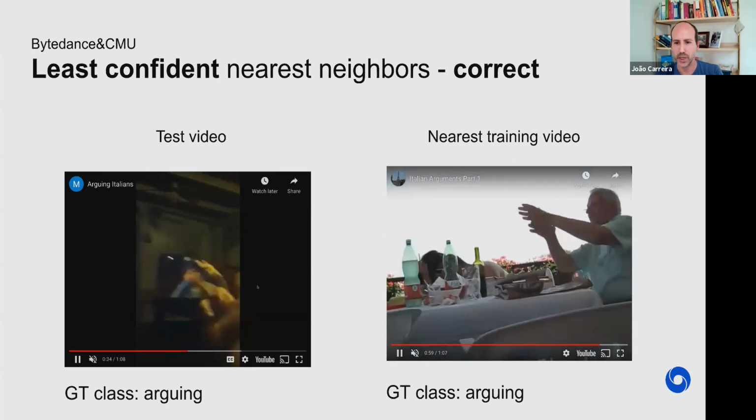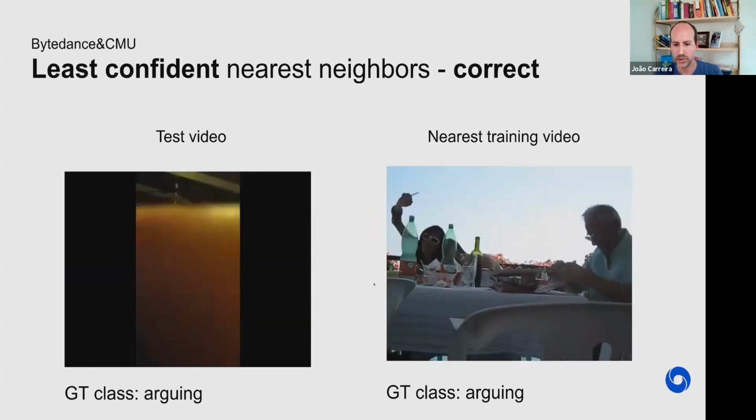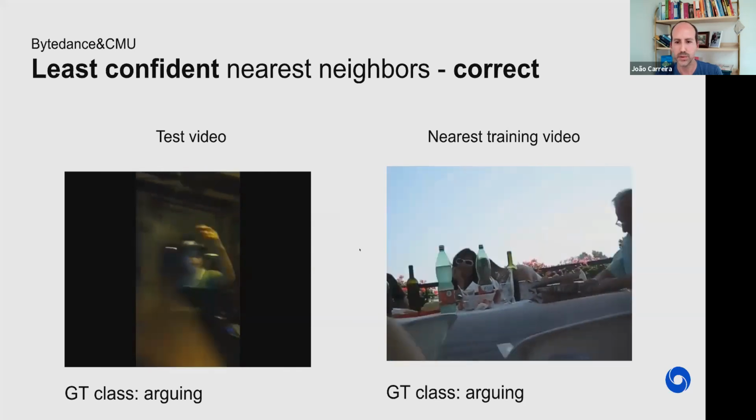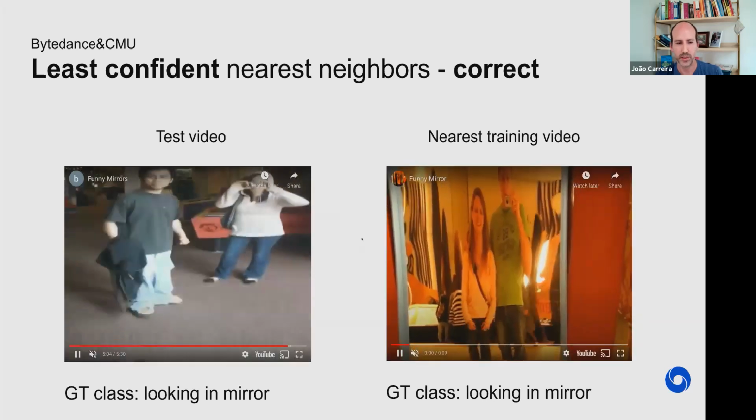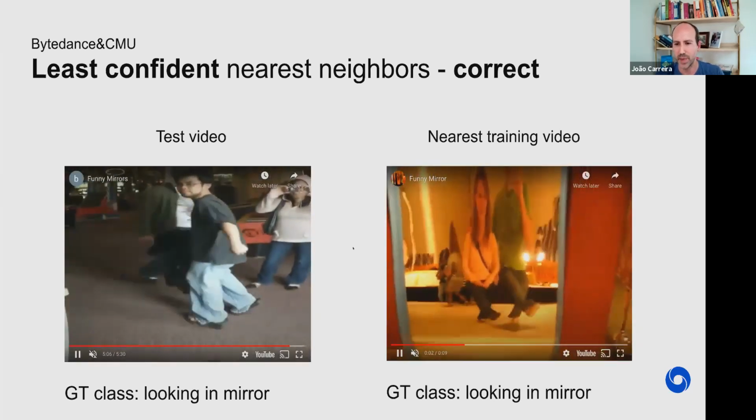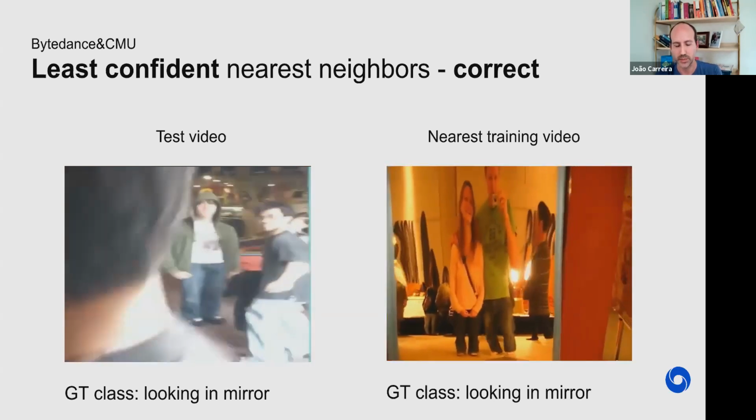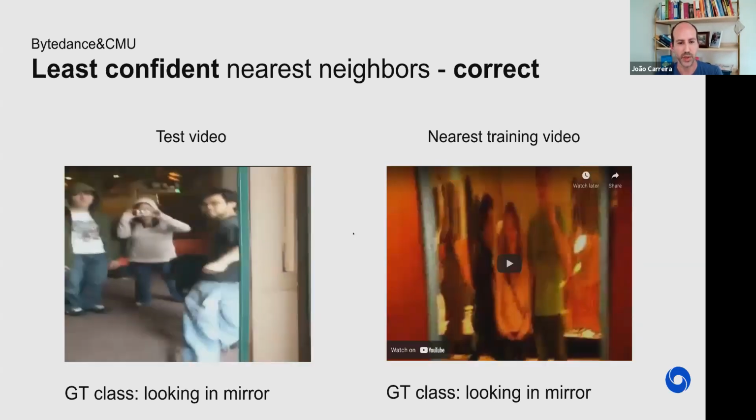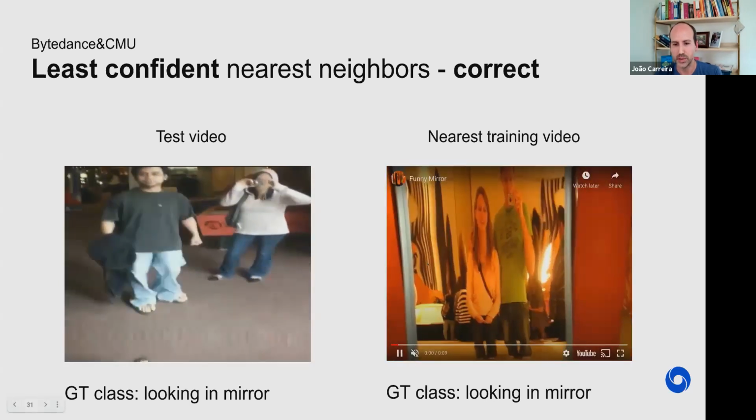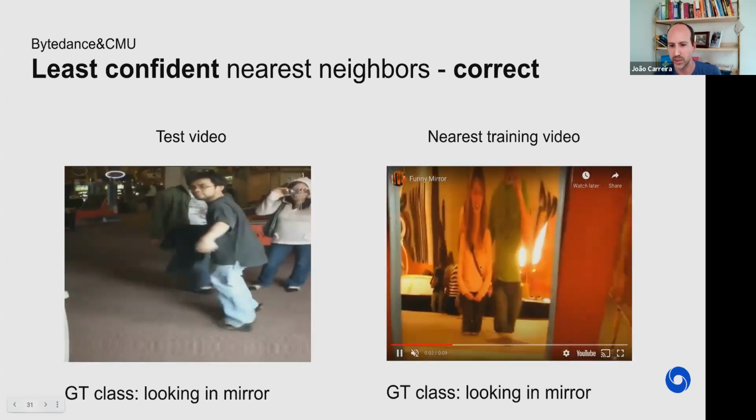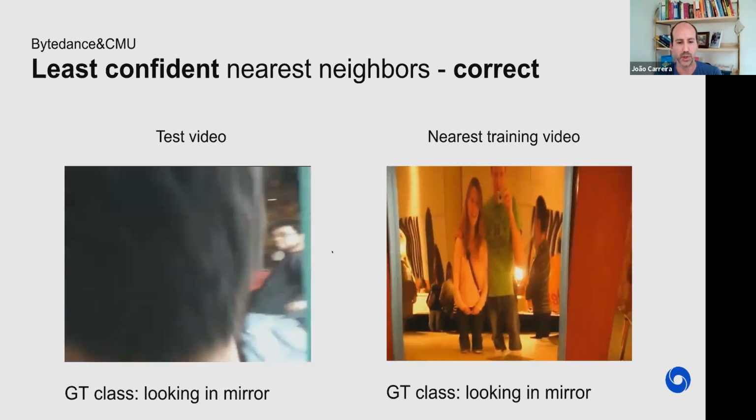Perhaps more interesting, the least confident nearest neighbor in this case is arguing, so the model still got this correct. And one more correct result. This class is very meta. It's called looking in mirror. It's basically people looking at themselves in the mirror, and the winning model got this right, even though it's very hard. Maybe it notices that there are some kind of distortions in the mirrors and so on, or maybe the frame of the mirror, but the model got this right as well.